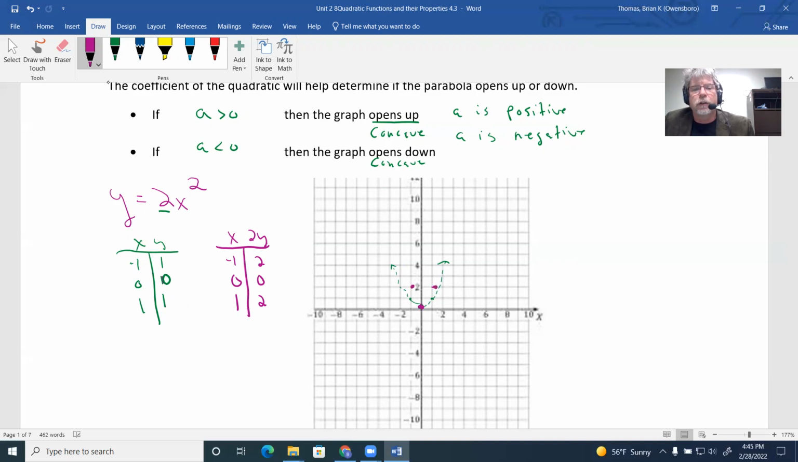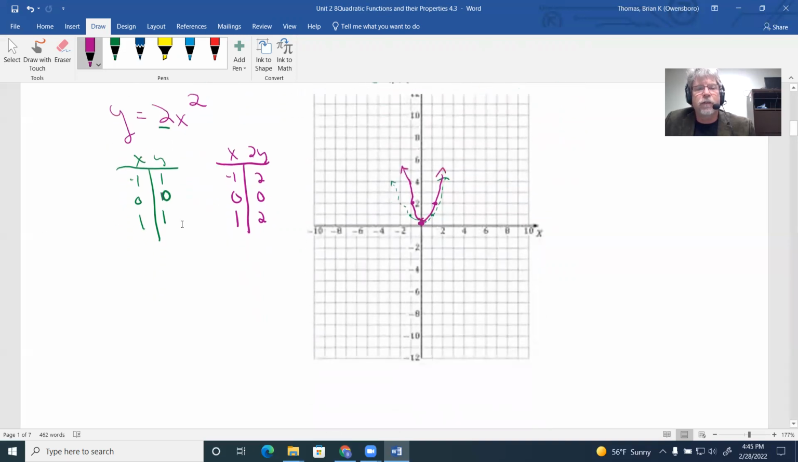Notice how the graph still opens up. It's just what we call vertically stretched. The y values are further away from the x-axis. So that would be the sketch of my graph. So the 2 is going to tell me that this graph opens up.